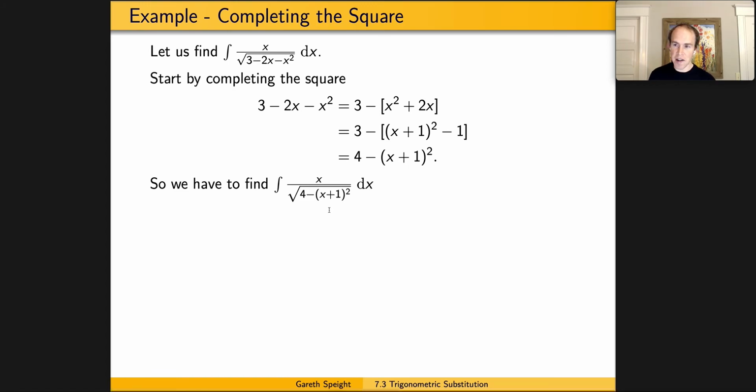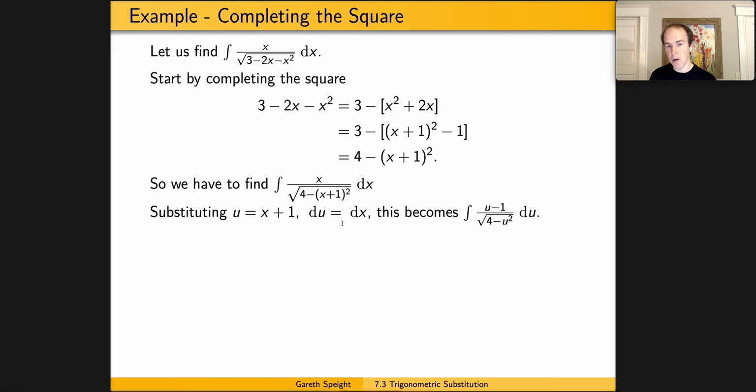And the trick next is to replace x plus 1 by u. So if we use u equals x plus 1 and du equals dx, let's write everything in terms of u. The x becomes u minus 1, right? U equals x plus 1, so x becomes u minus 1. But the bottom now becomes the square root of 4 minus u squared, and then we have the du. So this becomes the integral of u minus 1 over the square root of 4 minus u squared du, and now the square root fits perfectly into the scheme of what we were talking about.